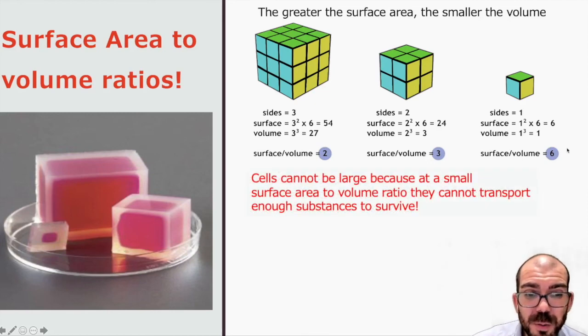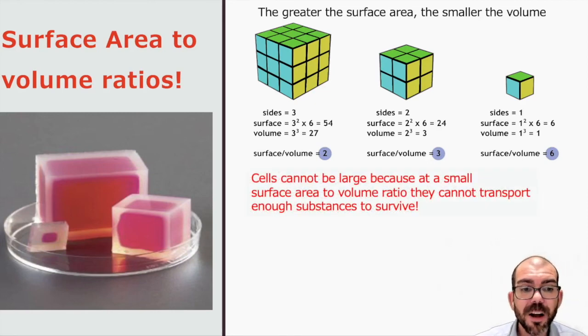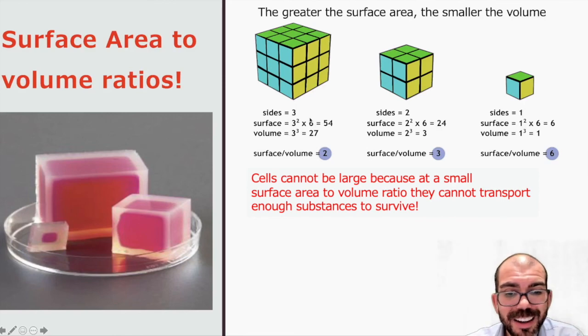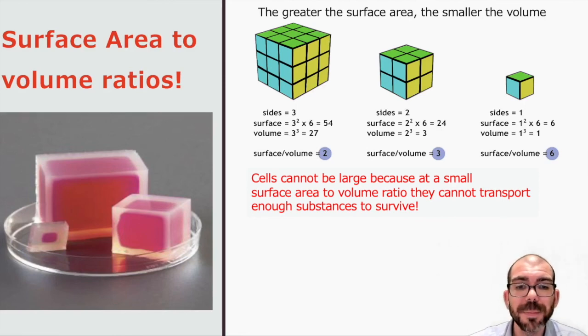Cells have to be small because of this. A cell can't be large because at a large size, they cannot transport materials rapidly outside them and inside them. They can't get enough substances in and enough waste out. But at a small size, they can rapidly diffuse.